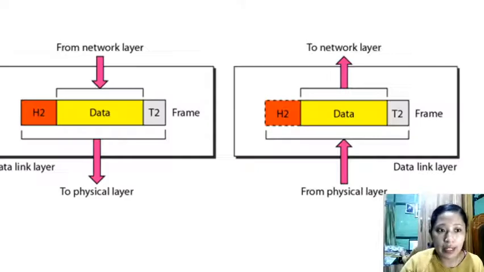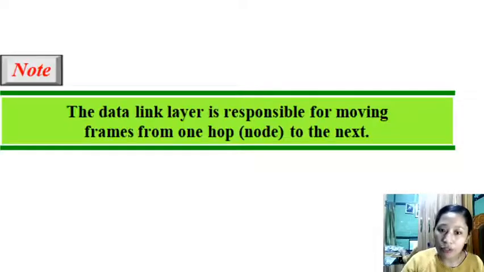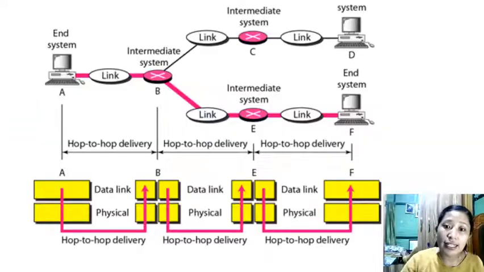You need to remember that in each layer every message is given some name, so that we can identify which layer we are talking about. So in the data link layer a message is called a frame, and the main purpose of the data link layer is hop to hop delivery, or node to node delivery. We are going to see what exactly this node to node delivery is.